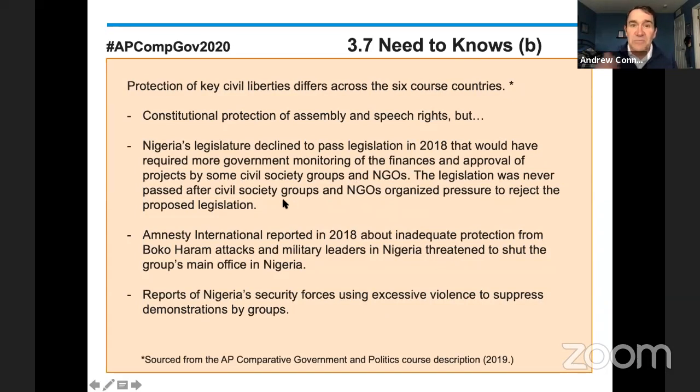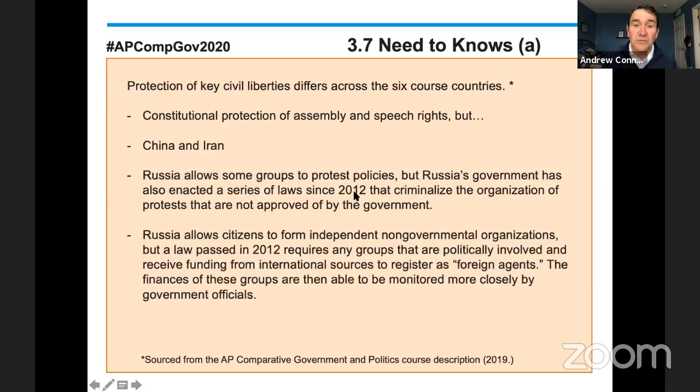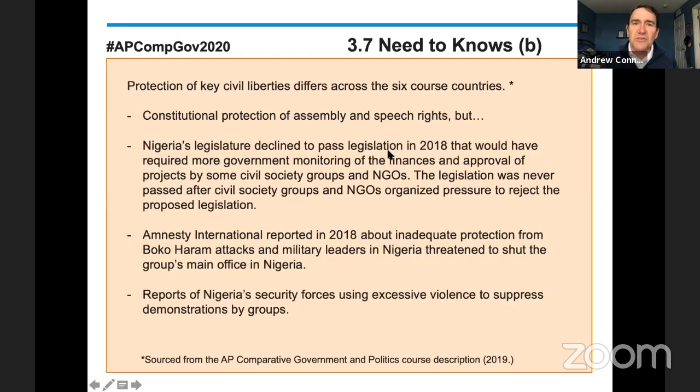We know that Nigeria has protections on the right to free assembly and the right to free speech. We've actually seen attempts by Nigeria's government to pass legislation in 2018 that would have monitored groups, NGOs, similar to what Russia did with their 2012 law, where they used technology to monitor those groups. Nigeria was trying to pass a somewhat similar idea of restrictions on NGOs, but it was actually NGOs and pressure groups, as they're sometimes called in Nigeria, that pushed back against that legislation, and it was never passed. But that was as recently as 2018.